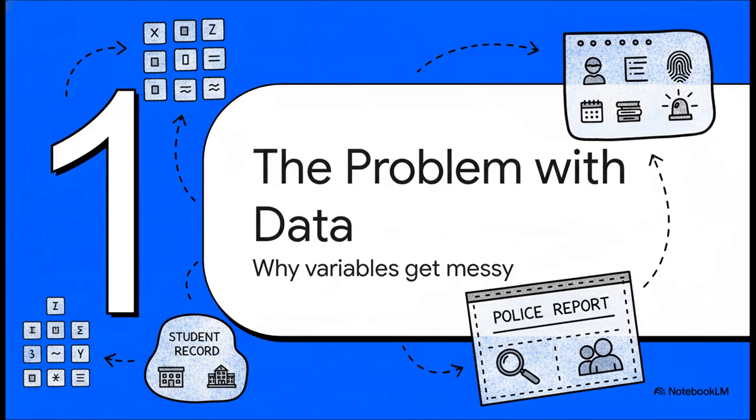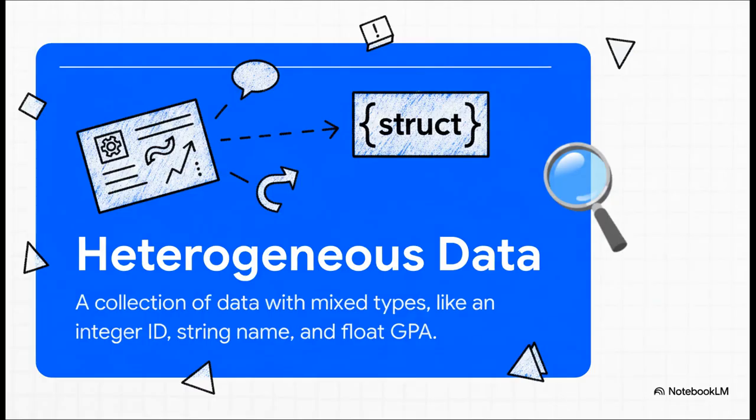Okay, so let's really dig into this problem with data and explore why juggling all those individual variables gets so complicated so fast. You know, there's a technical term for this, and it's heterogeneous data. It sounds a bit fancy, but all it really means is a collection of data with different types. And a student record is the perfect example, isn't it? You've got an integer for the ID, a string for the name, and a float for the GPA, all belonging to one single person. This is the exact problem we need a good solution for.